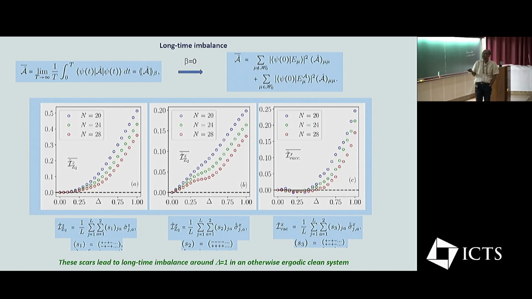And you see that for the initial Z2 states, this imbalance starts to grow once we move away from delta equal to 0. However, for the vacuum state, the imbalance only starts to grow around delta equal to 0.5 and then moves up. This is a finite size effect, because for larger system size it comes down, so in the thermodynamic limit it is going to vanish. But for finite chains, this is nevertheless standard imbalance. So around delta equal to 1, even in this otherwise ergodic and clean system, this leads to imbalance.